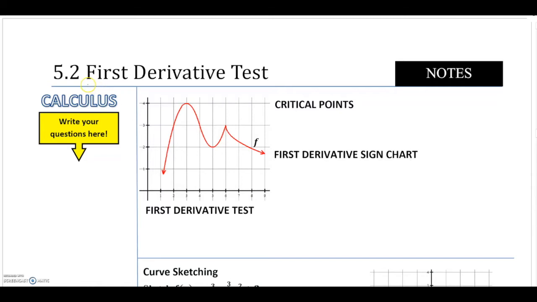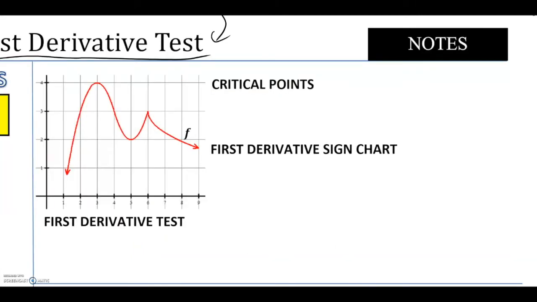Welcome to lesson 5.2, titled The First Derivative Test, and this is a follow-up to 5.1 where we talked about extreme values, absolute maxima and minima, and in this section we're going to take a more in-depth look at those concepts from 5.1. And where we'll start is a review of a key term from 5.1, critical points.